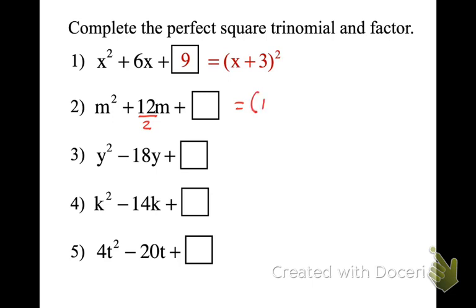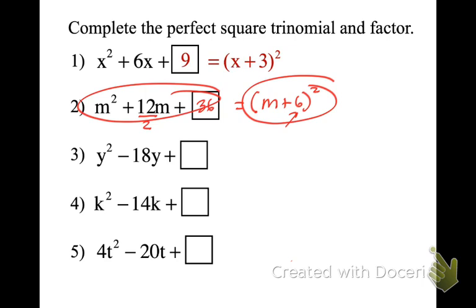So this is going to be m plus 6. If I square then that last term, like we said in our last set of notes, what do I get? 36. So this is equal to this. Factors to this. Try the next one. Go.